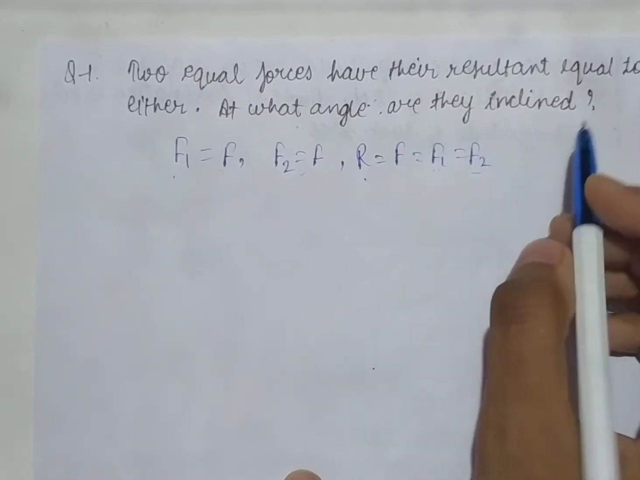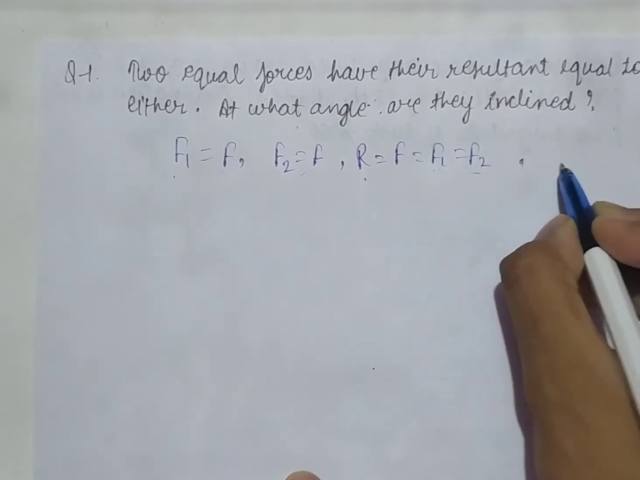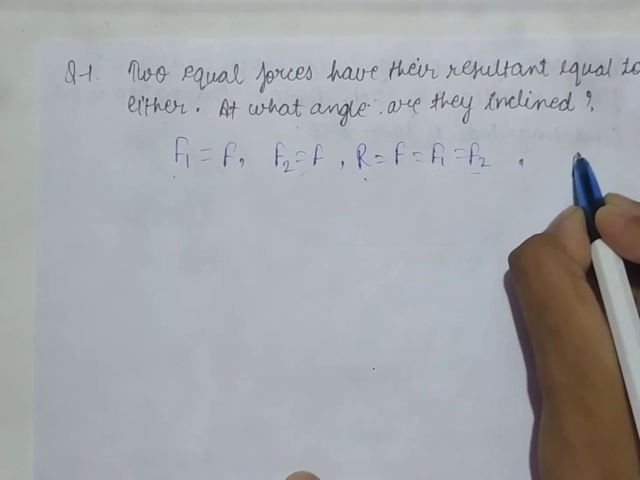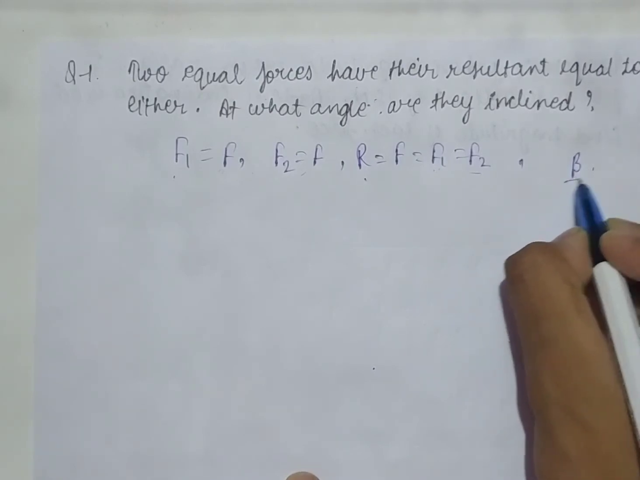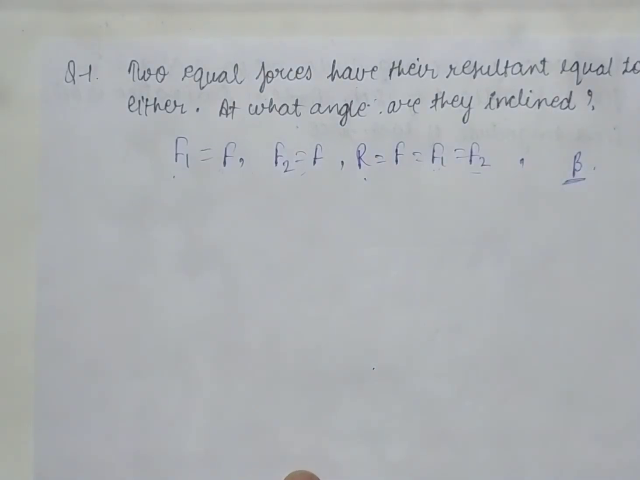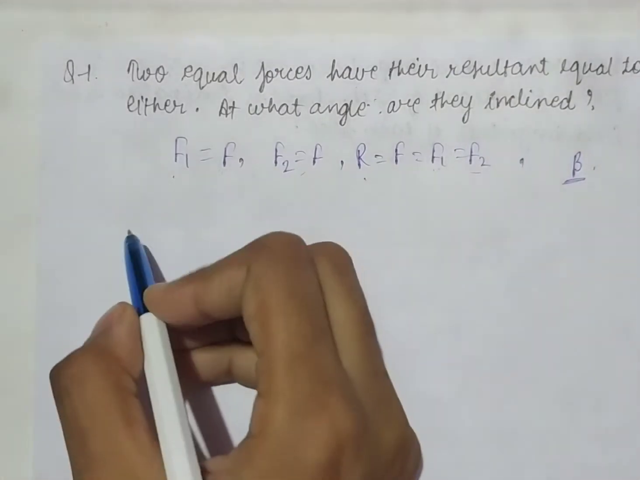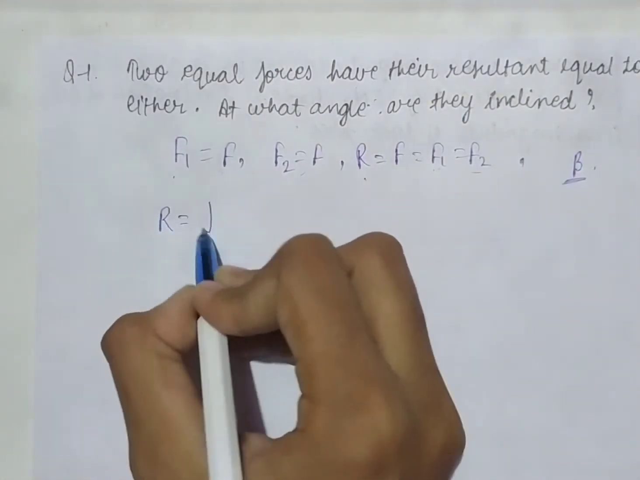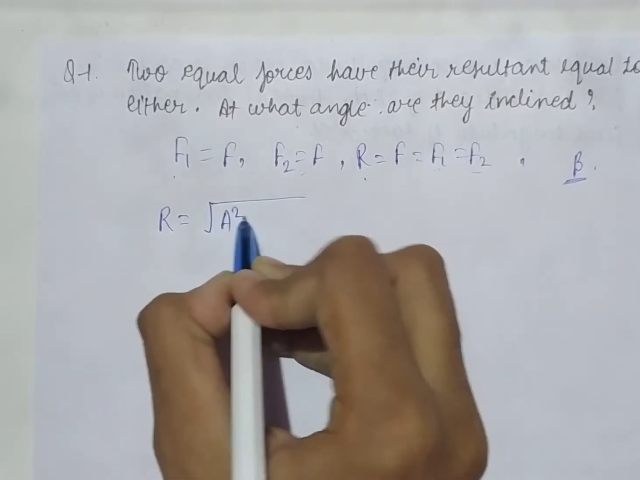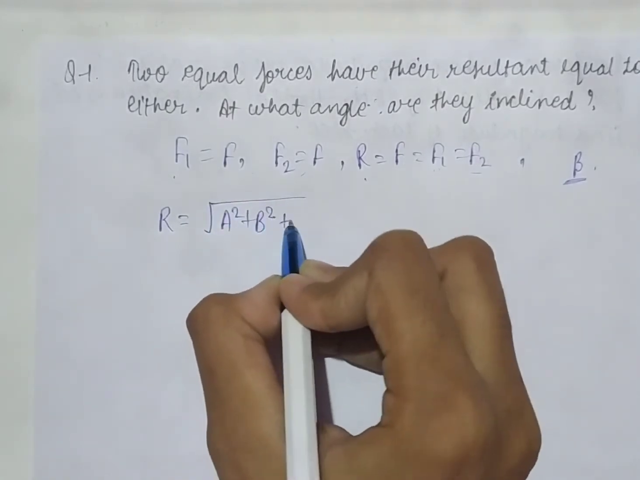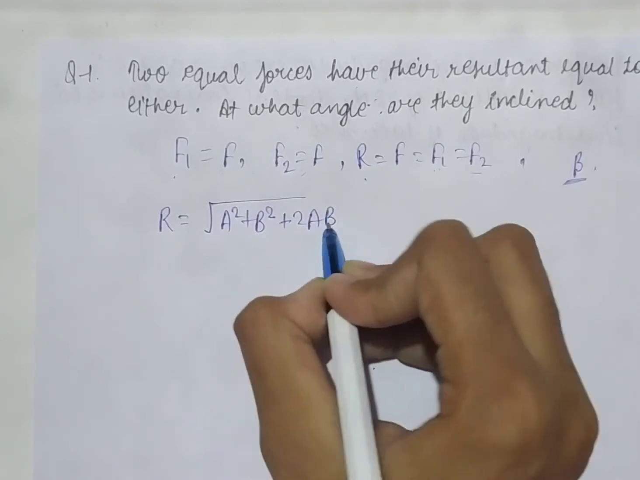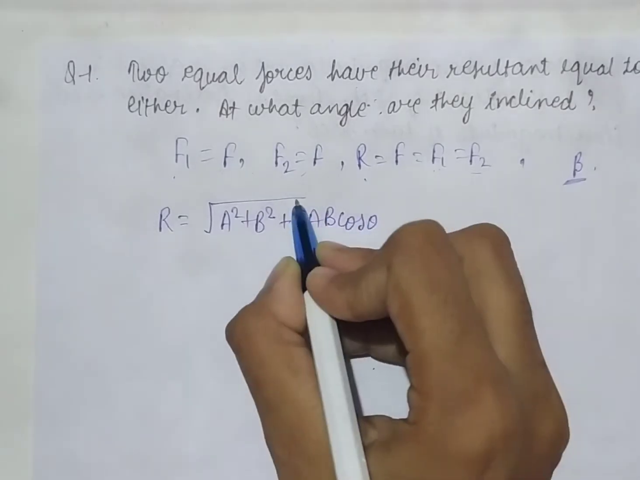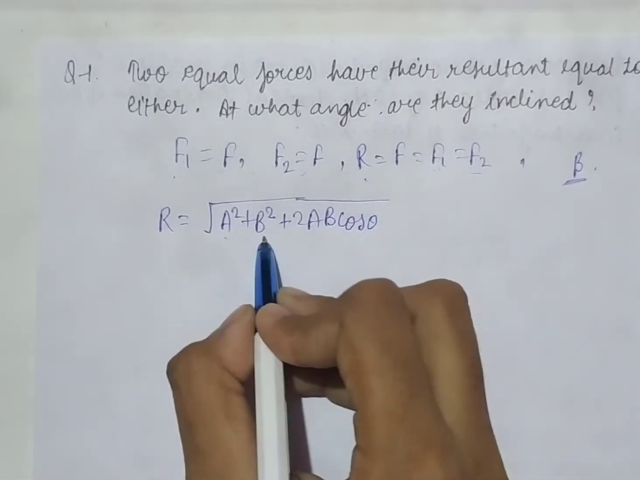The angle of inclination, that means we have to find beta or theta, the angle at which these two vectors are inclined. So what is the formula for resultant? We already know the resultant is the square root of a square plus b square plus 2ab cos theta. We already know the formula. So what are a and b here?